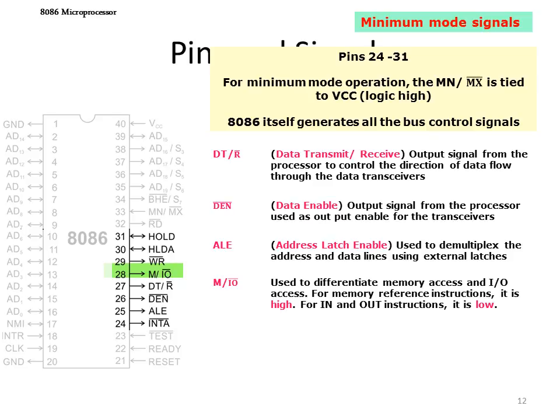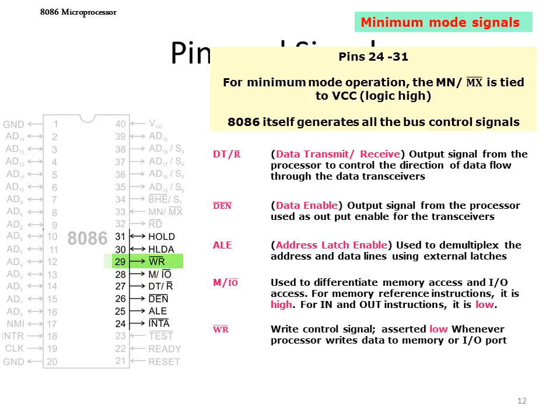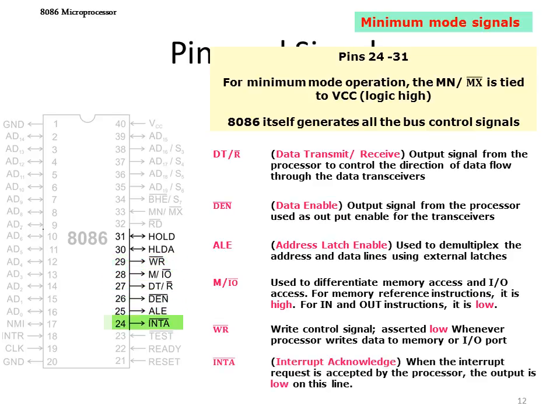M/IO bar is used to differentiate memory access and IO access. For memory reference instructions, it is high. For IN and OUT instructions, it is low. WR bar is an active low signal, that is the write control signal, asserted low whenever the processor writes data to memory or IO port. INTA bar is an interrupt acknowledgement signal.